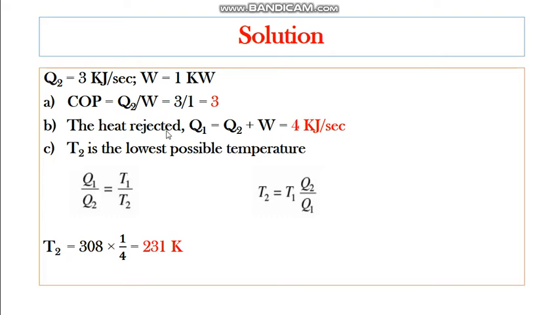My second question is heat rejection, that is Q1. We know W is equal to Q1 minus Q2, so from that formula we can get Q1. So my Q1 is 4 kilojoules per second. The third question is, what is the lowest possible temperature? For that we have the correlation Q1 by Q2 is equal to T1 by T2. We know all the values except T2, so from this formula we can calculate T2, which is a very simple problem. You can easily get around 13 marks from this problem.